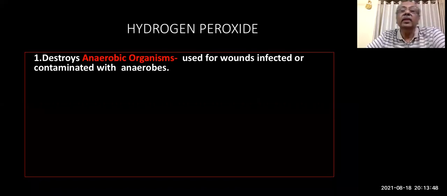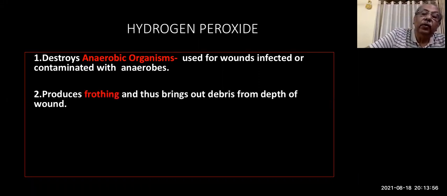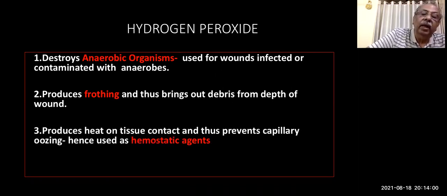So it destroys anaerobic organisms. So the main use is against anaerobic organisms. And it produces frothing and thus brings out debris from the depth of the wound. It produces heat on the tissues of contact, thus prevents capillary oozing, hence used as a hemostatic agent.